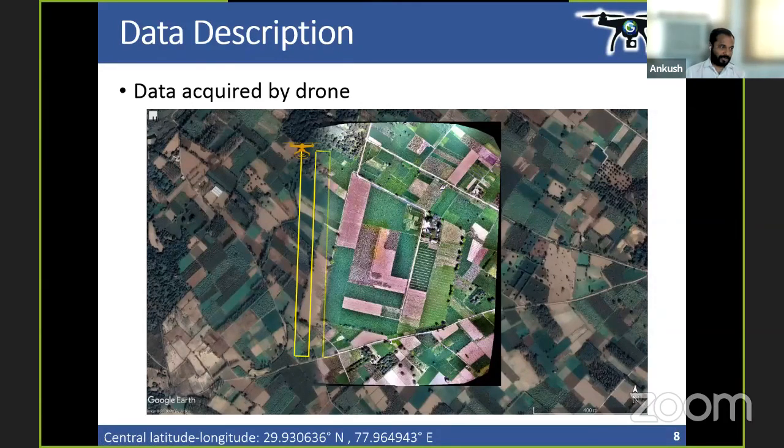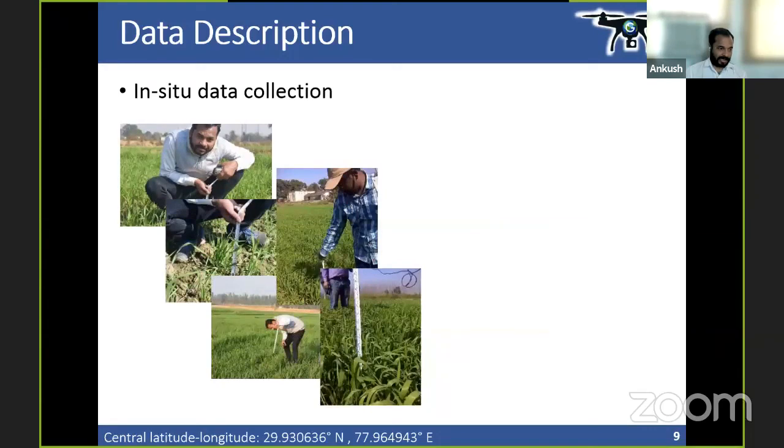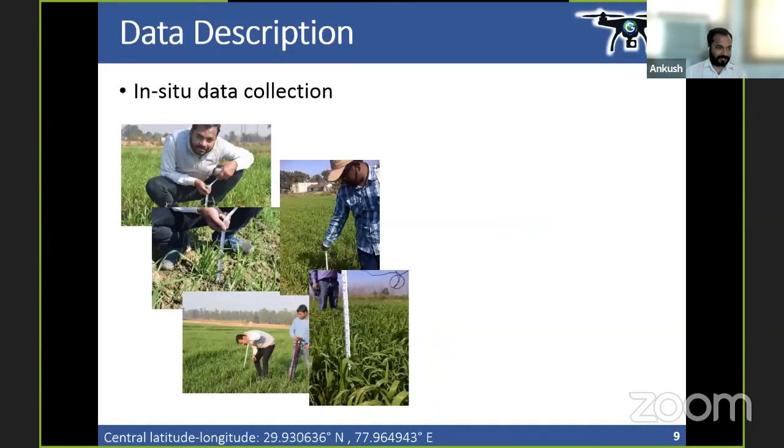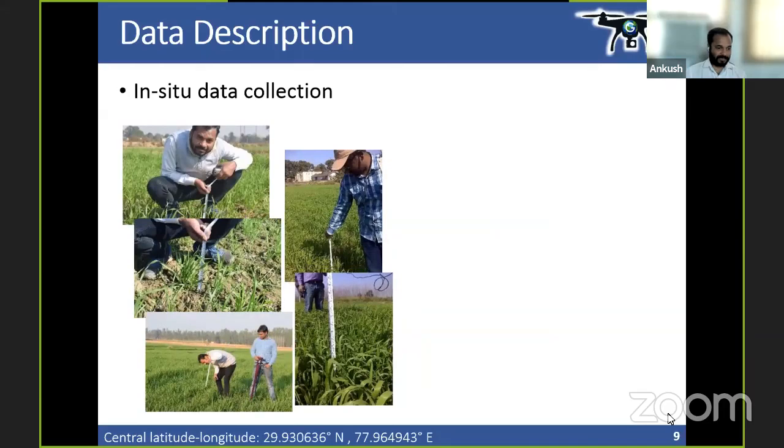In terms of the in-situ data collection, these are various images of the in-situ collection of the height of the various crops, which are at different stages. And this is a height measurement of the different GCPs, overlaid on the Google Earth imagery for the date ID D1.